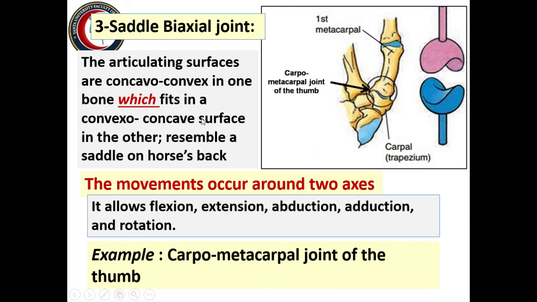Example: it is here in our thumb. It's called the carpometacarpal joint of the thumb. This is the saddle joint. The best example: carpometacarpal joint of the thumb.